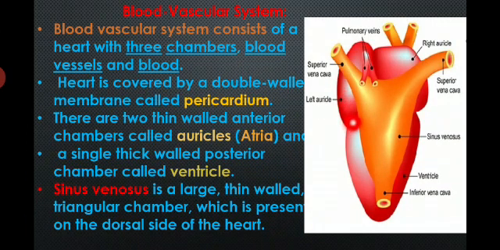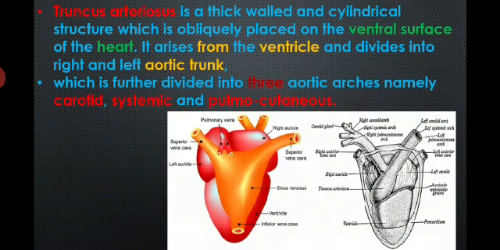The thin walled anterior chambers are called auricles, the right side auricle and the left side auricle. And the single thick walled posterior chamber, only one single chamber, is called the ventricle. And the sinus venosus is a large triangular chamber, made up of thin walls, present on the dorsal side of the heart region. Similarly, having seen the sinus venosus on the dorsal side, you have to see the ventral view of the heart region.